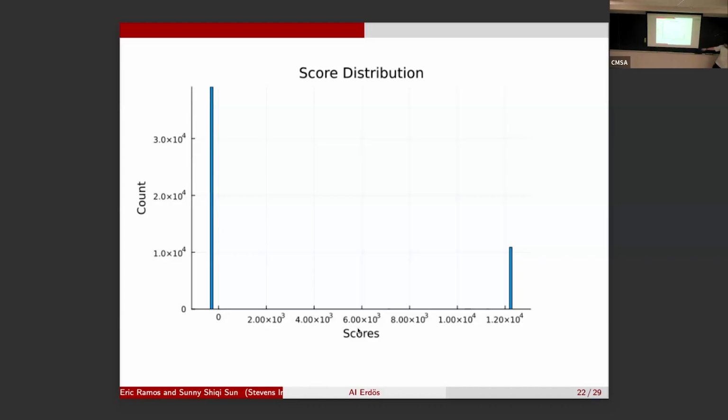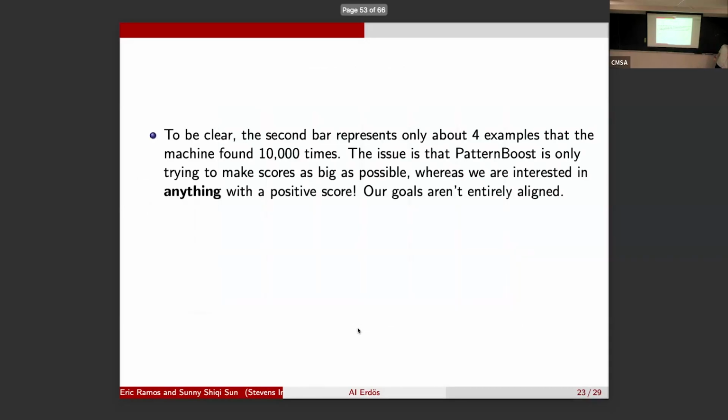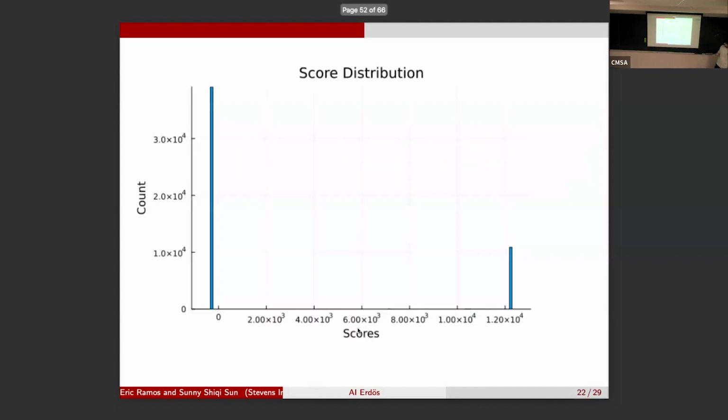Now, just to be clear, this here, even though it looks like one single example, is actually 4 examples that it found about 10,000 times. So now the issue is that PatternBoost is only trying to make the scores as big as possible, right? That's what it was designed to do. But I'm not trying to make the score as big as possible. I am trying to find anything with a positive score.